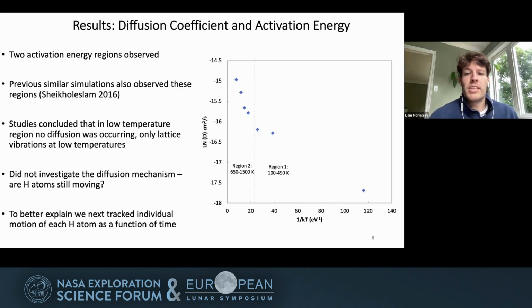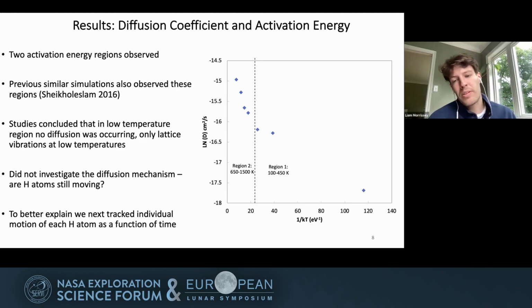Now I'm going to move into our results. First, you can see on the right, we have a standard Arrhenius plot, which we can use to track the diffusion coefficients and the activation energies. We actually observed 2 activation energy regions, one in the low temperature region between 100 and 450 K, and one in a higher temperature region. Previous similar studies on H diffusion in silicates have also observed these regions. But what's interesting is that this study said that the movement in that low temperature region was actually not diffusion, but only lattice vibrations found at low temperatures.